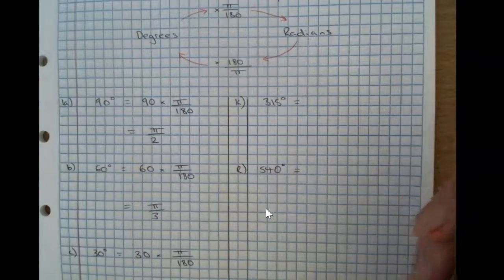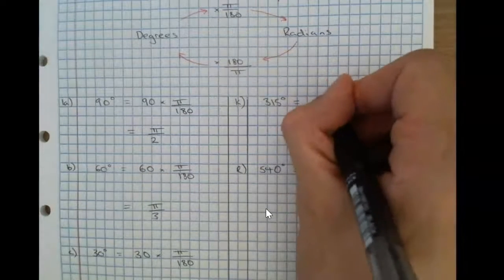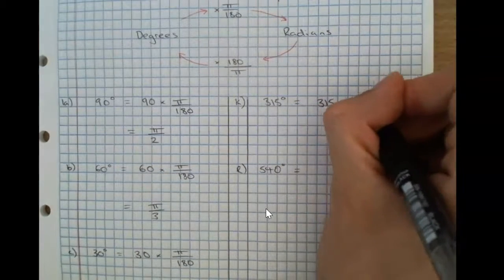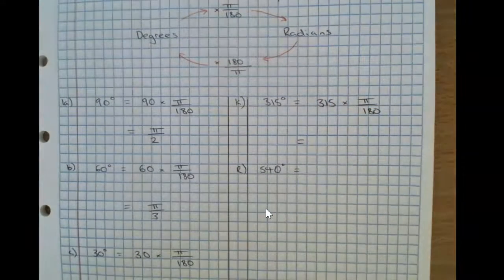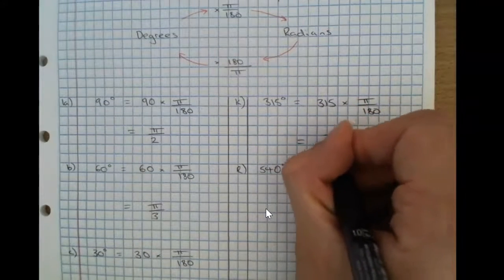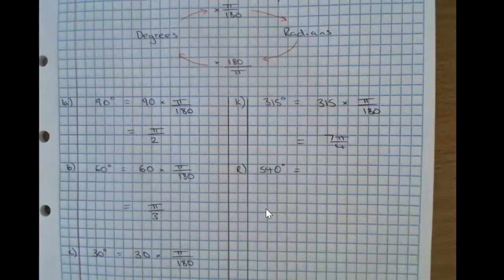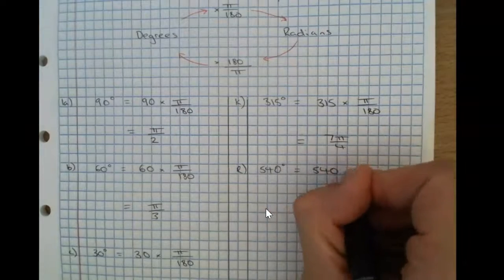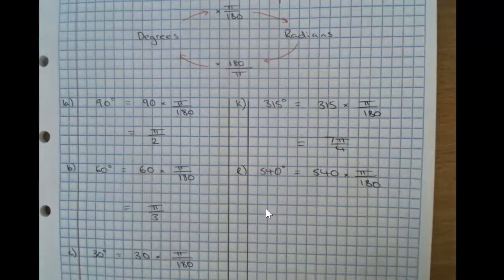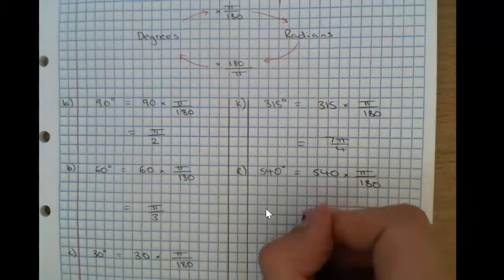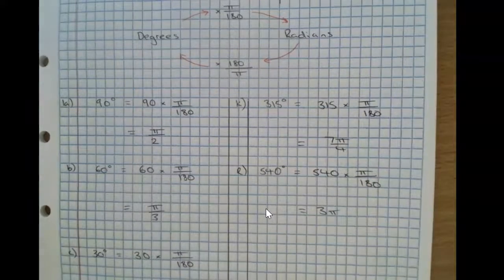I've got 315 degrees. 315 times pi over 180, which is equal to 7 pi over 4. Then finally, if I have 540 degrees, it's going to be 540 times pi over 180. How many times does 180 go into 540? It goes in 3 times, so this is going to give me 3 pi.